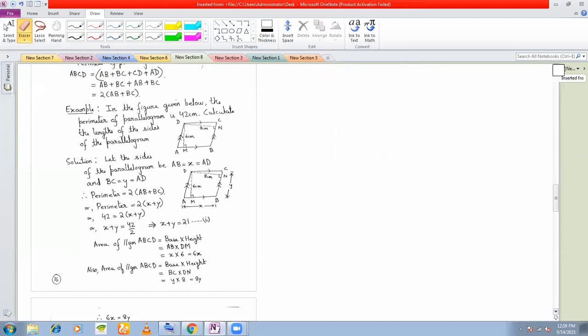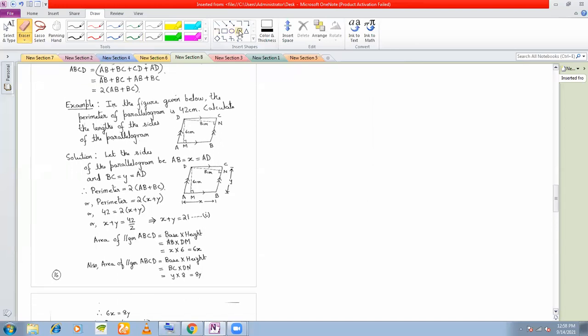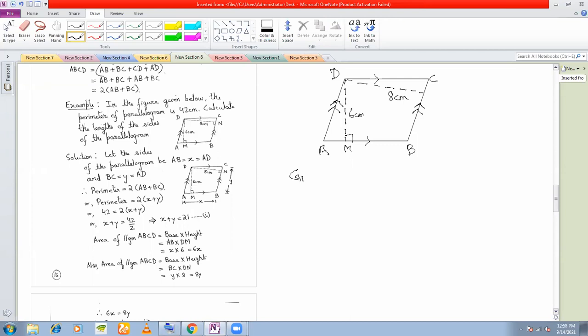It's a very important problem. In the figure given below, the perimeter of this parallelogram, this is the figure given to you. And they have given a dotted line, that is the distance between these two parallel sides. They have given to you as 6. And they have dropped a perpendicular from here, that is the distance between the other two parallel sides. This they have given to you as 8 centimeters. And they have given to you the perimeter also.